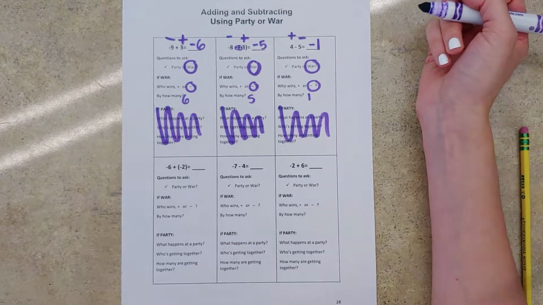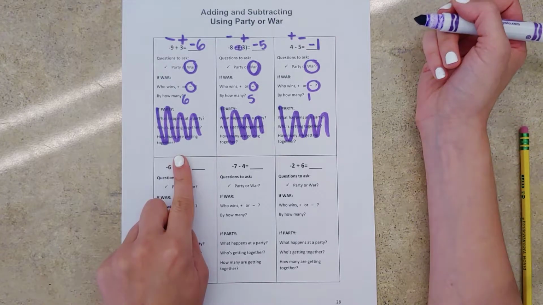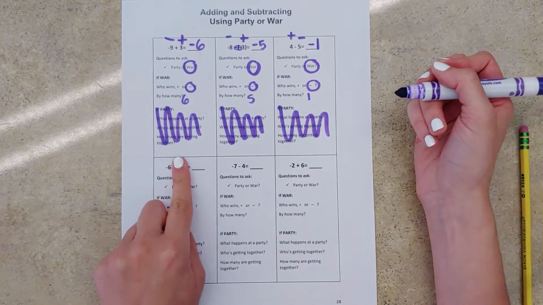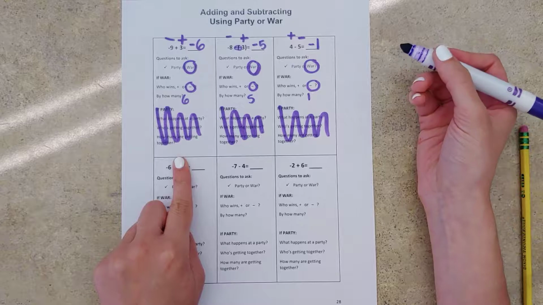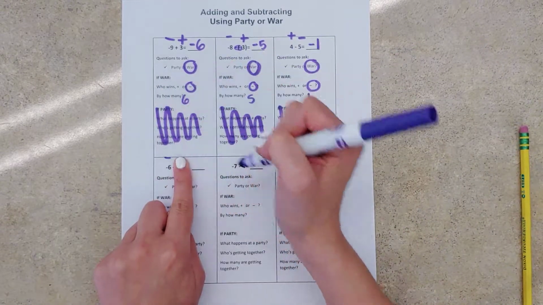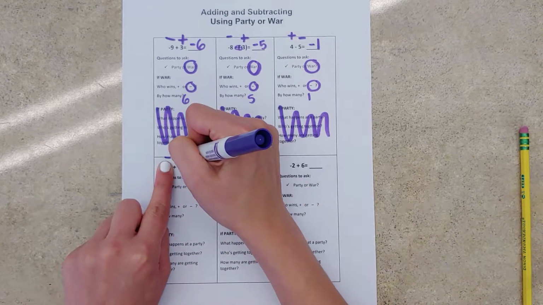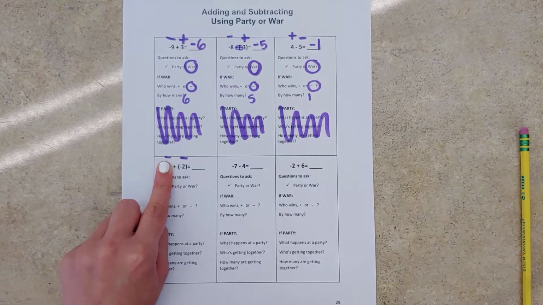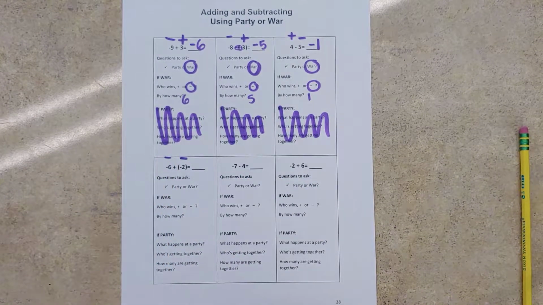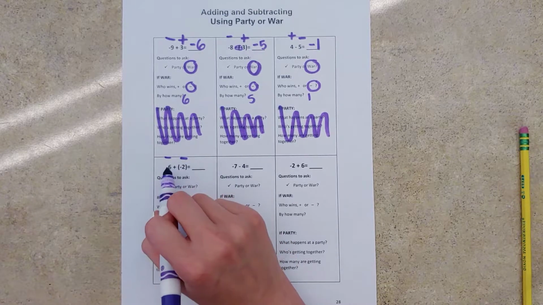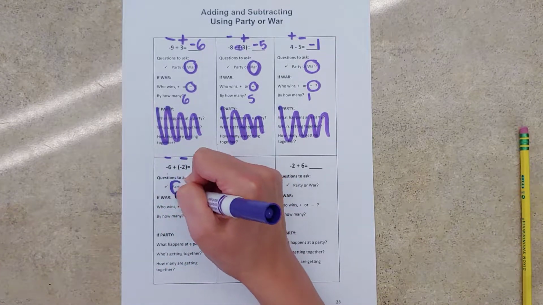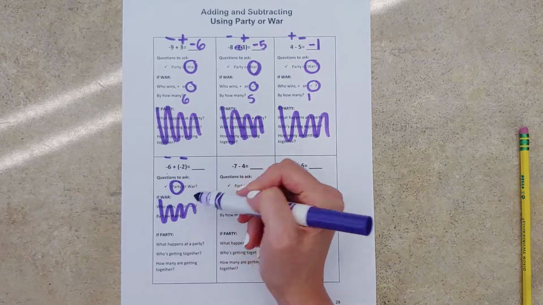All right, let's take a peek at the ones down below. Same start though. Take your finger, cover up everything except the first number. We've got a negative 6. We have a plus negative 2. So we have a negative 2. Questions to ask. Do we have a party or a war? Well, they're the same thing, so we've got a party. And get rid of this war business.